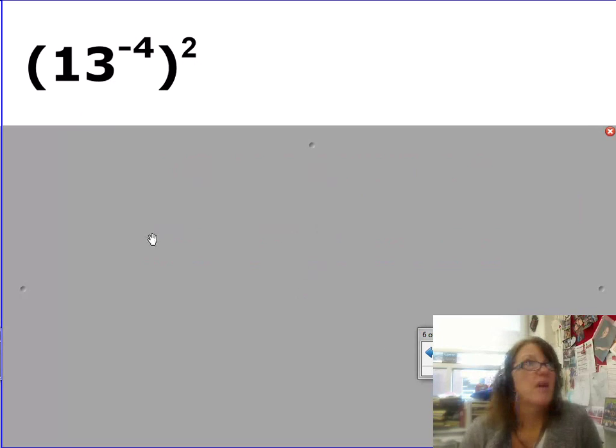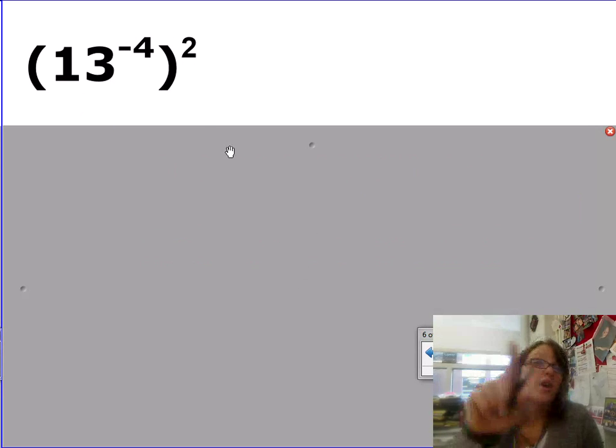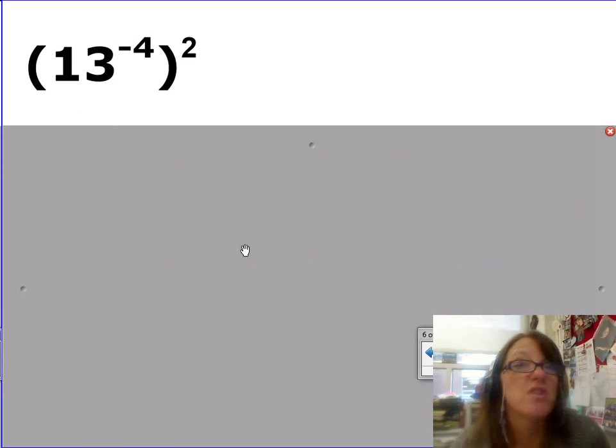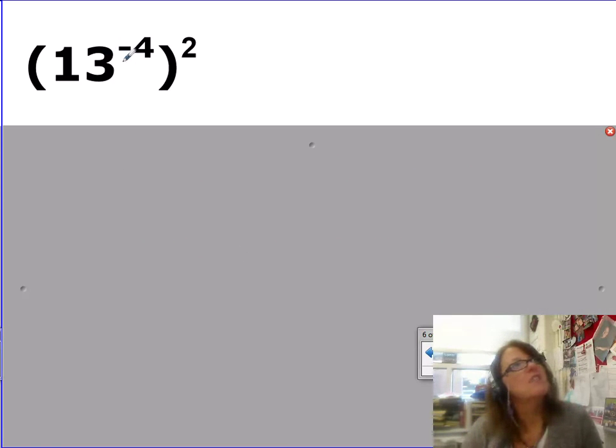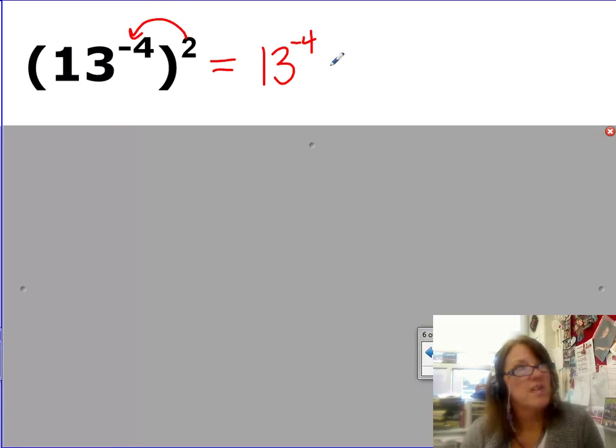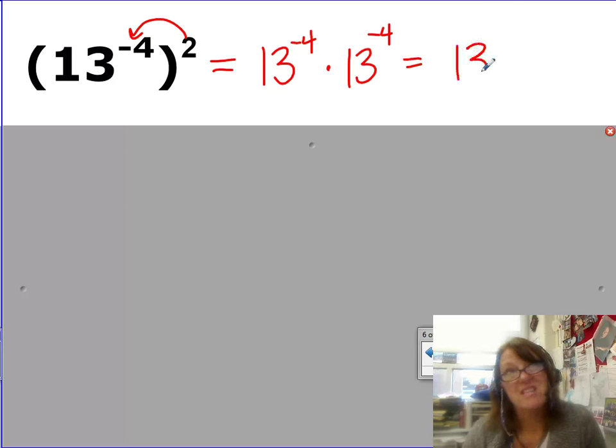So if I move on and I say, well, what if you have negative exponents? Okay, well, let's look at one with a negative exponent. If I have 13 to the negative 4 power and I am squaring it, that means I take 13 to the negative 4 times 13 to the negative 4. Now, my rule from yesterday said add the exponents. Negative 4 plus negative 4 is negative 8.